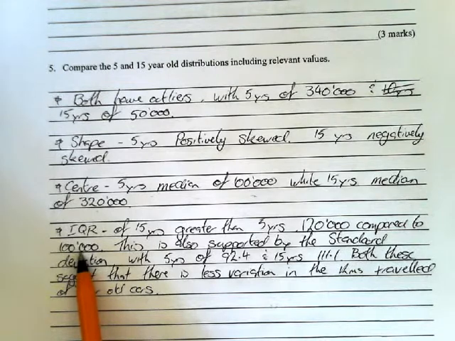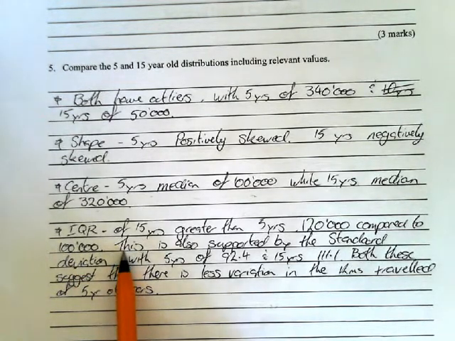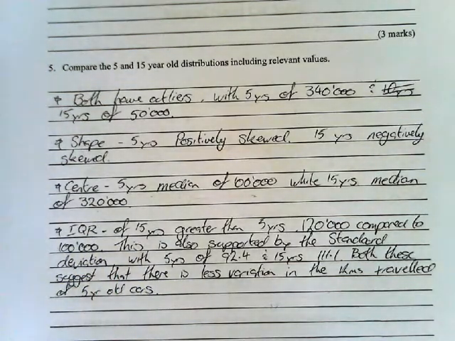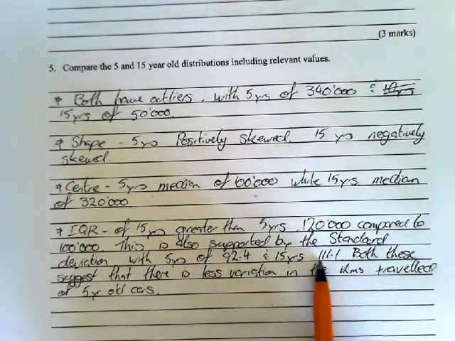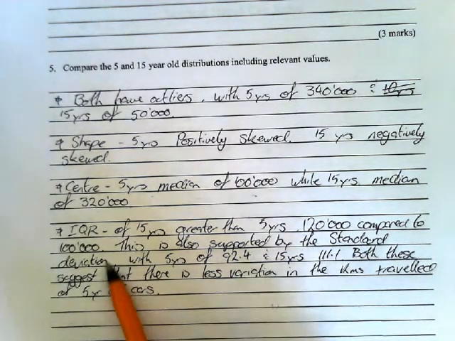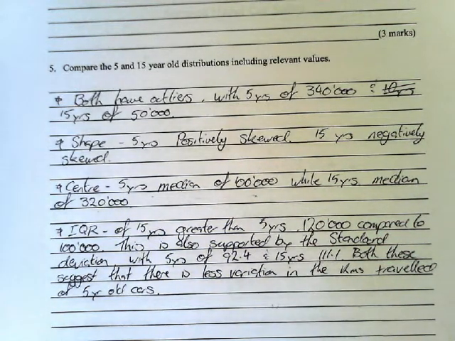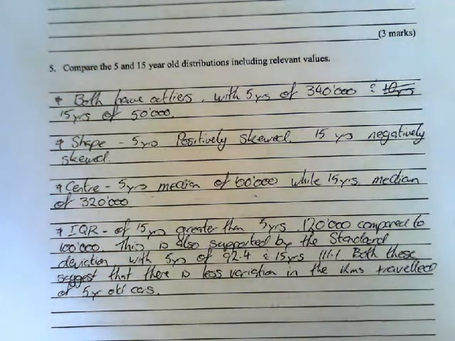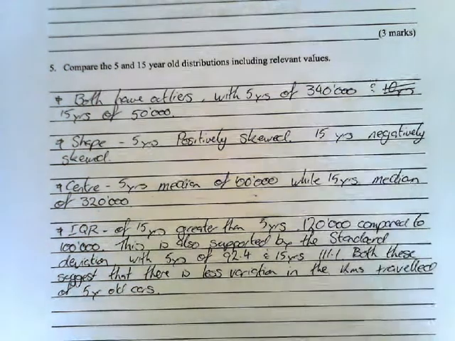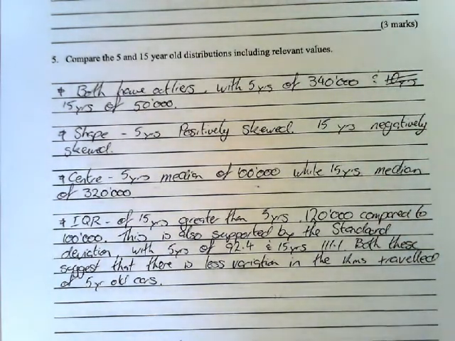But because we've already worked out the standard deviation, and that was part of the question too, we'll use that as well. The standard deviation for the 5 years is 92.4, and for the 15 years is 111.1 thousand Ks. Both of these, the interquartile range and the standard deviation, suggest that there's less variation in the kilometres travelled of the 5-year-old cars. So that's a whopping question, 4 marks, so you should probably try and have 4 things. All right, let's move on.